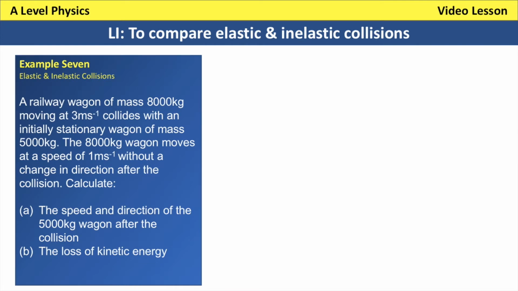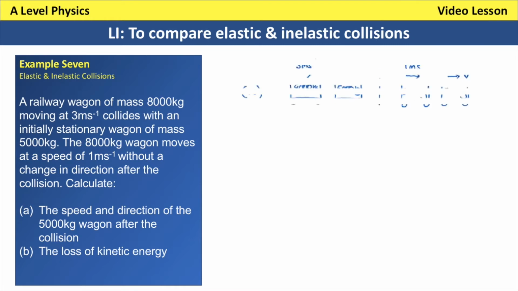Example 7. A railway wagon of mass 8,000 kilograms moving at 3 meters per second collides with an initially stationary wagon of mass 5,000 kilograms. The 8,000 kilogram wagon moves at a speed of 1 meter per second without changing direction after the collision. We want to calculate the speed and direction of the 5,000 kilogram wagon after that collision.